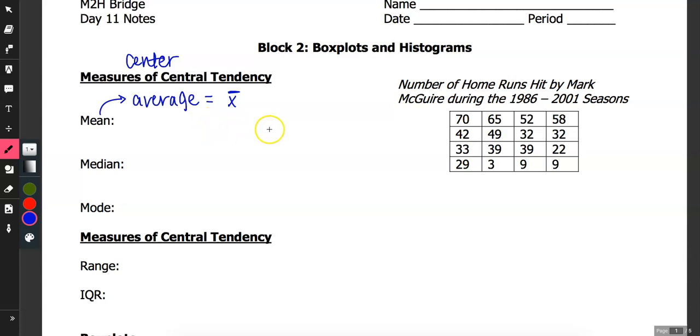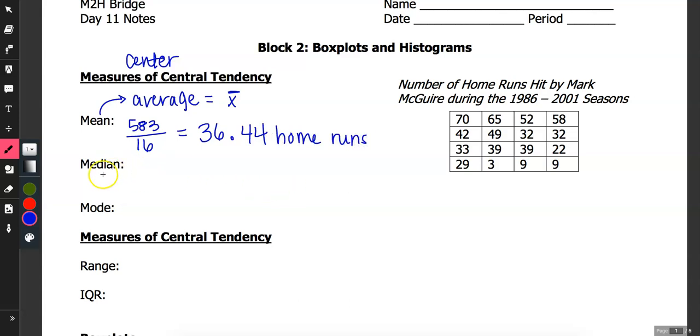So to save some time, I already added up all of these numbers, 70 plus 65 plus 52 and so on. The sum of all of those numbers is 583, and there are 16 actual pieces of data here. When you divide those, our average is 36.44 home runs.